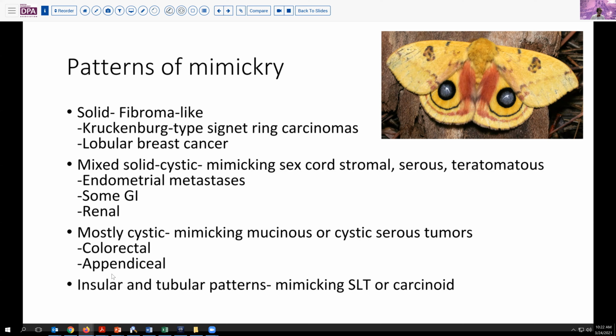And then finally, we have the insular and tubular patterns that can mimic both a Sertoli-Leydig tumor, occasionally endometrioid carcinoma, and carcinoid tumors themselves.